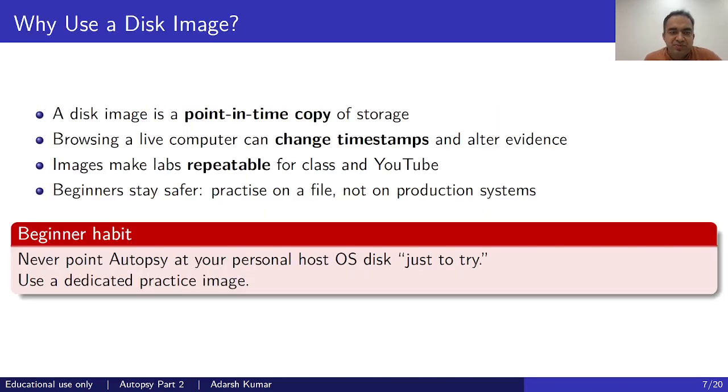Now, why do investigators use a disk image instead of browsing a live computer? A disk image is a point in time copy of the storage. Browsing a live system can change timestamps and risk altering evidence. Images also make the lab repeatable for class because every learner can open the same file. For a beginner, practicing on an image file is safer than experimenting on a production machine. So build this habit early: never point Autopsy at your personal host operating system just to try things. Use a dedicated practice image.